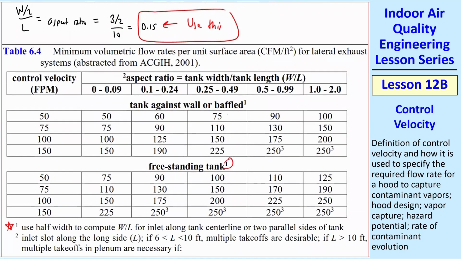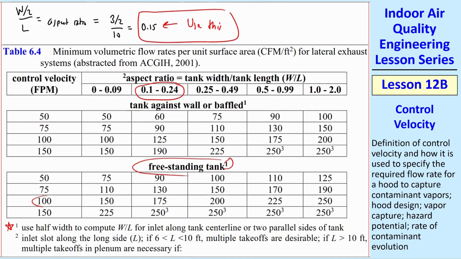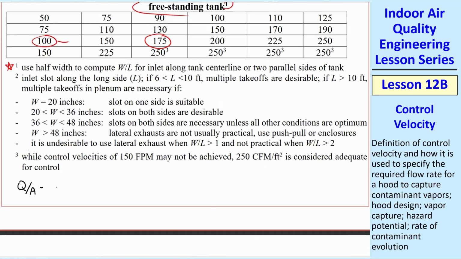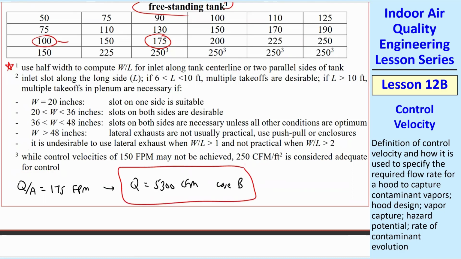So in table 6.4, our aspect ratio is in this range, 0.15. Now we have a freestanding tank with a control velocity of 100. So we go down here and find 175. So now we have Q over A is equal to 175 feet per minute. And then when you multiply by the area, you get Q equal 5,300 CFM for case B. This is the total on both sides since I used the total area. And so case A is better because it has less Q.